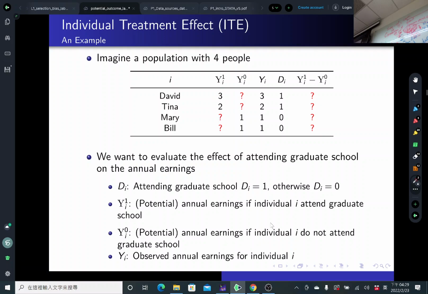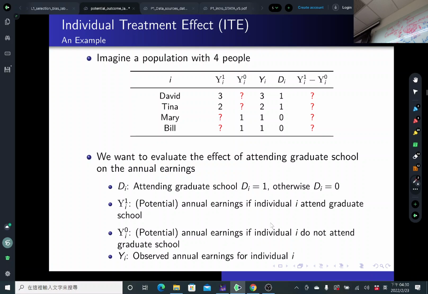And for Mary and Bill, they do not go to grade school. They do not receive the treatment, so we can only observe their y0. The observed outcome for David and Tina is y1; we don't know their y0. For Mary and Bill, the observed outcome is y0; we do not observe their y1.